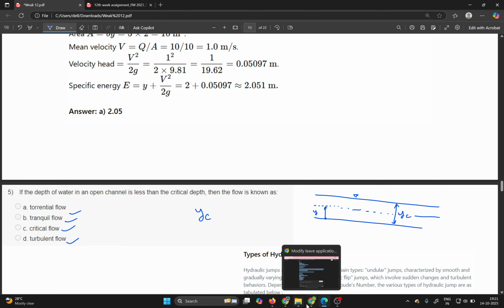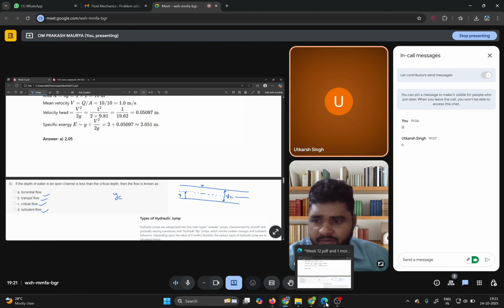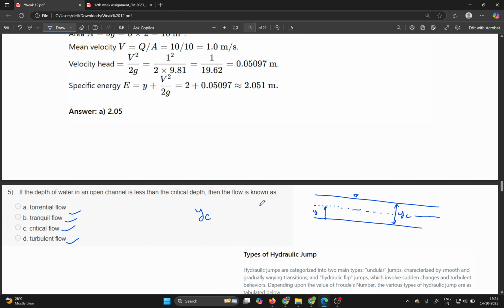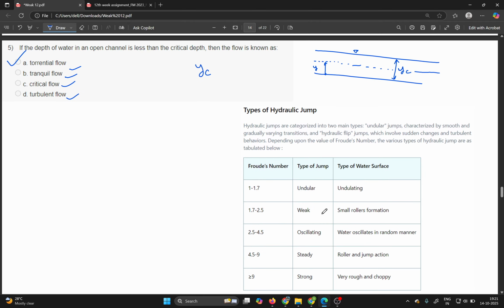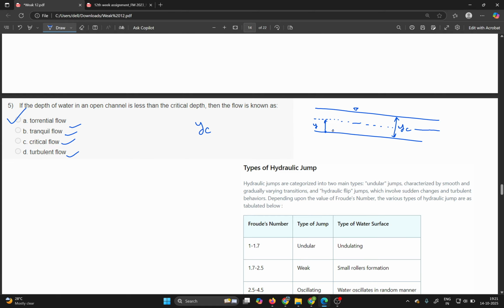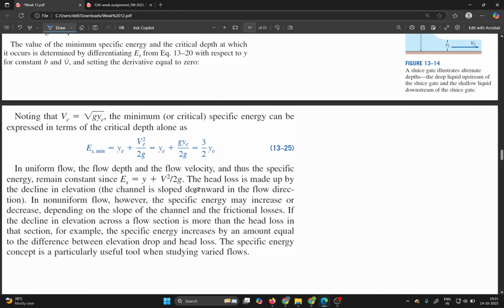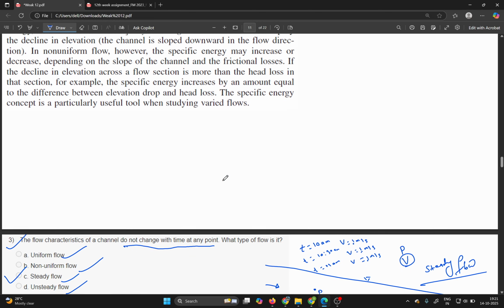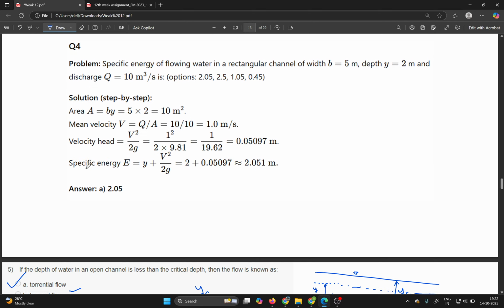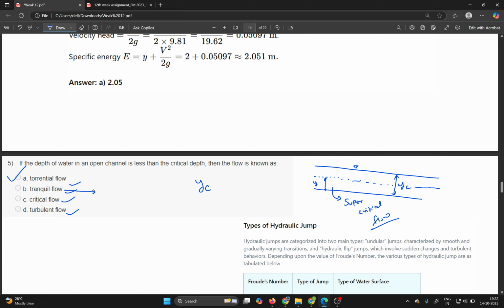So for question 5, what is correct? Sir, A. Okay, you are telling option A, torrential flow. Yes, you are correct. This type of flow is known as supercritical also, remember please. Froude number greater than one. Yes, supercritical flow is also known as we have discussed above. I was showing the Froude number things here. You can see supercritical flow is known as rapid flow, subcritical flow is known as tranquil flow. So in your options, tranquil flow is already given. Here, this is your subcritical flow.